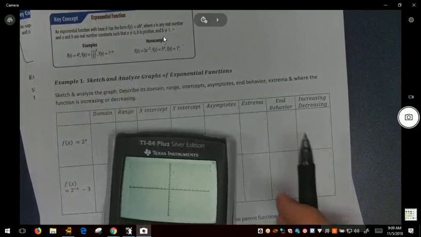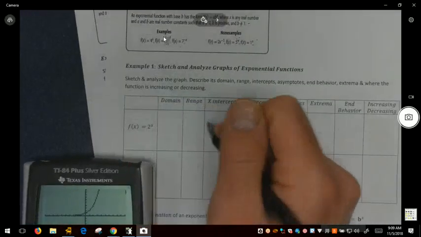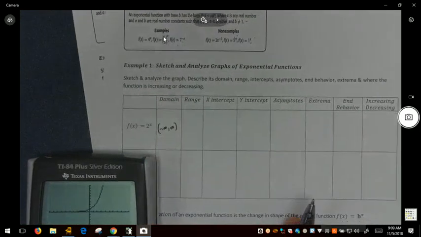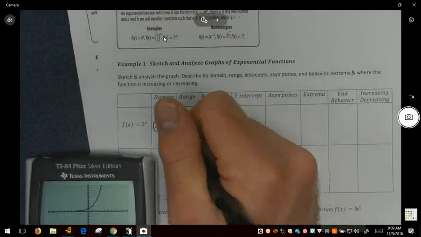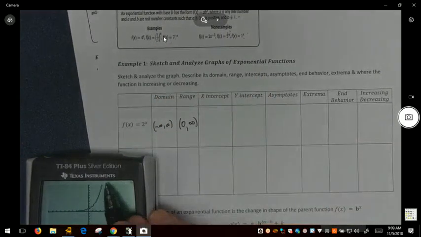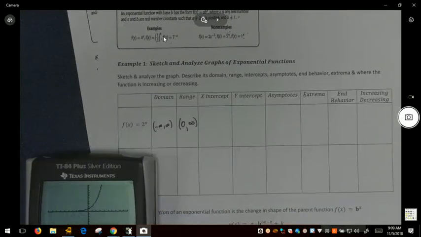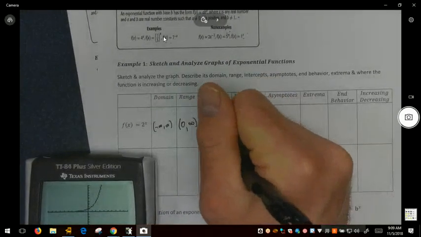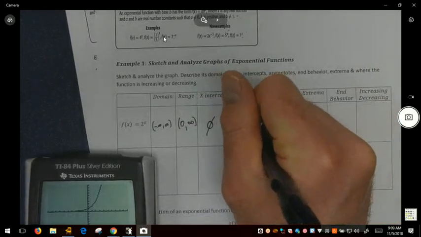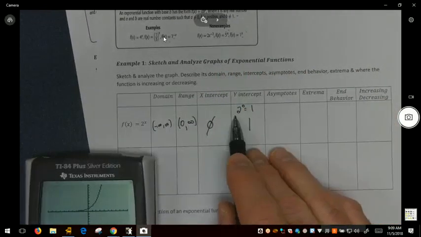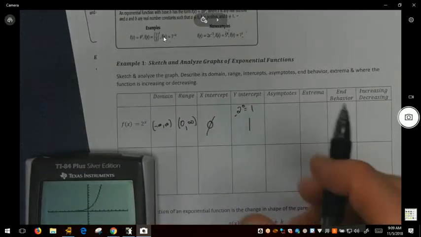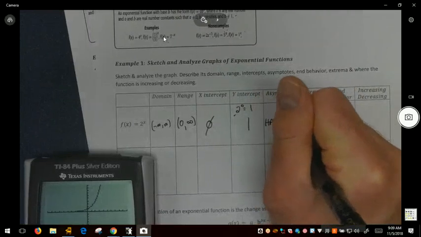And do zoom 6. So we know the domain of this function is all real numbers, negative infinity to positive infinity. The range of this function is from, but not including 0, to infinity, because it shoots up infinitely. It gets close to 0 but doesn't touch it. There is no x-intercept on this graph. There is a y-intercept at 1, because 2 to the power of 0, any base raised to the power of 0, is 1. There is a horizontal asymptote at y equals 0.